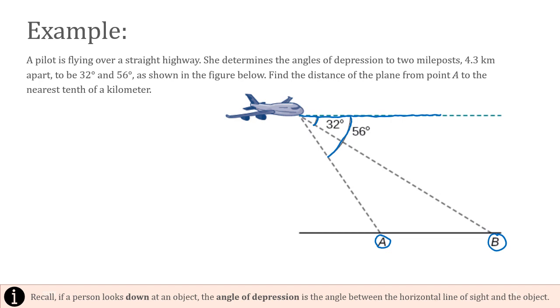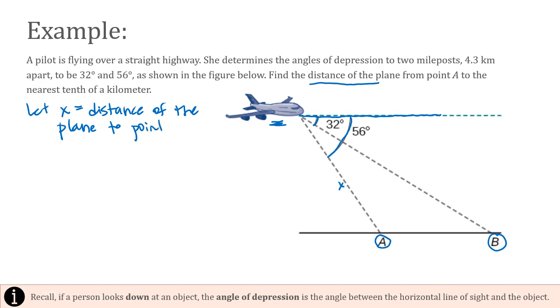Now, before we get ahead of ourselves, let's just identify what it is we're trying to solve for. We are trying to find the distance of the plane from point A. So distance of the plane to A. So I'm going to let that side be called x. So I'm going to actually formally write, let x equal the distance of the plane to point A. And I'm going to add the units in there because that is sort of important, isn't it? So that's in kilometers.